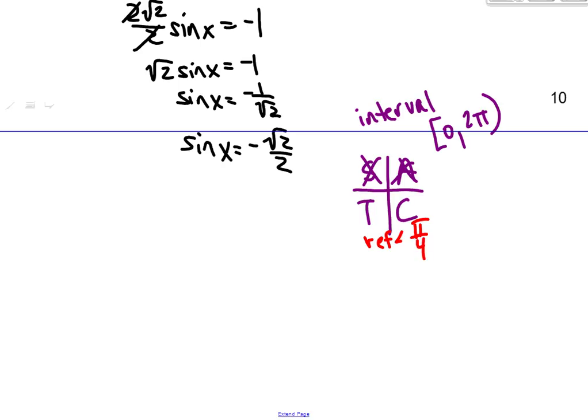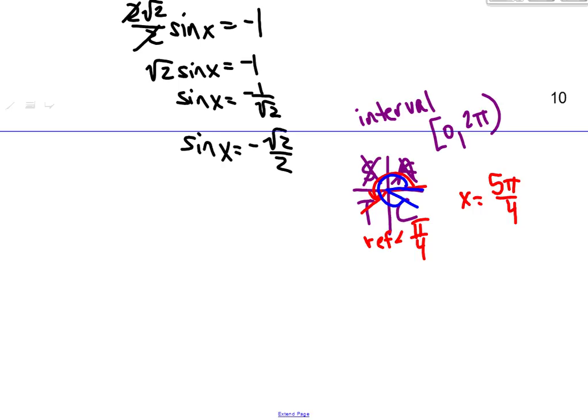But my two angles, one of them is going to be this angle, which is pi plus pi over 4, which is 5 pi over 4, x equals. And my second angle is the one that's right there, going from here to there, which is like 2 pi minus pi over 4.